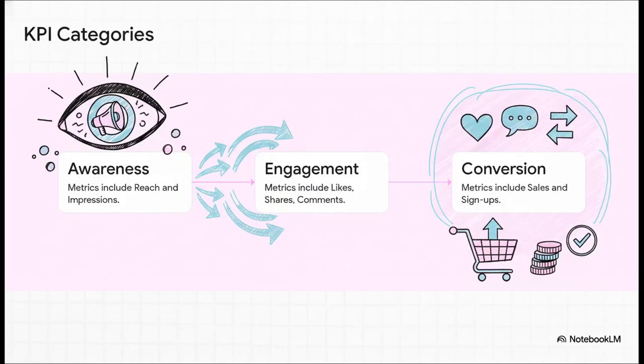What's really cool is how these KPIs kind of fit together, like they tell a story. You can think of it in 3 stages. First, you build awareness using reach and impressions. Then you create engagement with things like likes and comments. And finally, you drive conversion, turning all that attention into action.